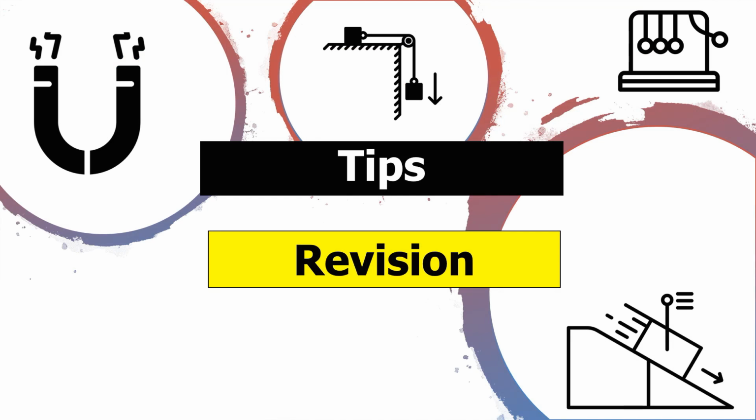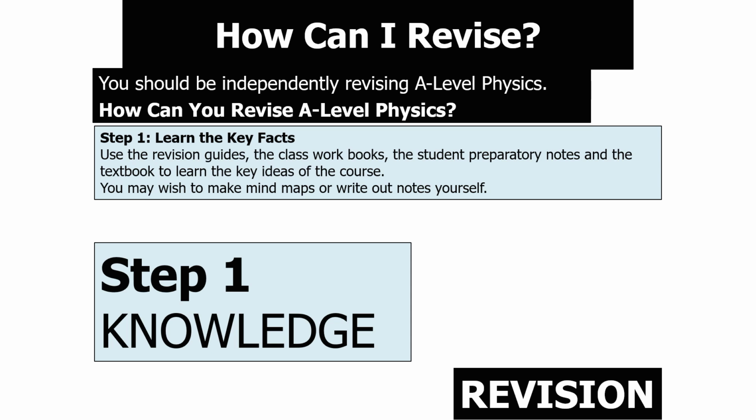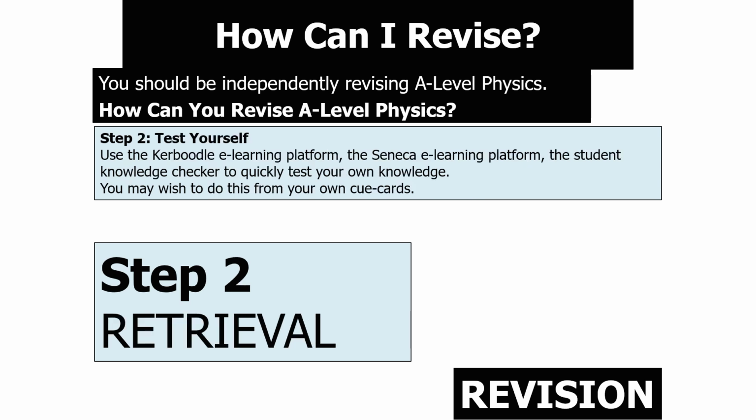So let's have a look at how you should be revising A-Level Physics. So the first thing you should be doing to independently revise for A-Level Physics is to learn the key facts. Use the revision guides, class workbooks, the student prep notes and textbooks to learn the key ideas of the course. You might wish to do this by making mind maps or writing out notes yourself. The second step is to test yourself. So use things like Caboodle, Seneca, student knowledge checkers to quickly test your own knowledge, and you may wish to do this from your own cue cards.